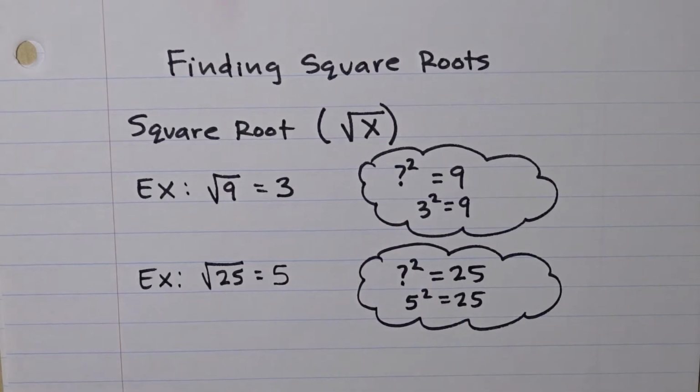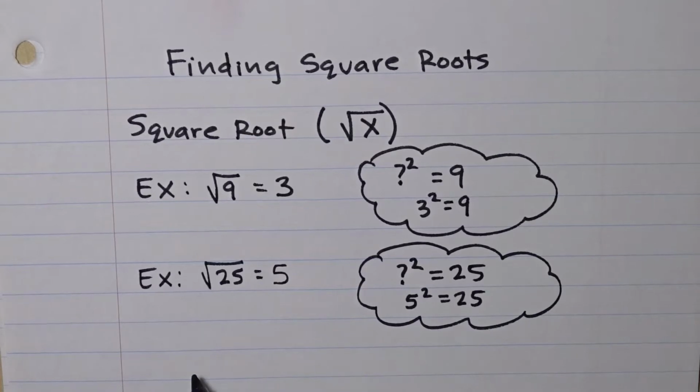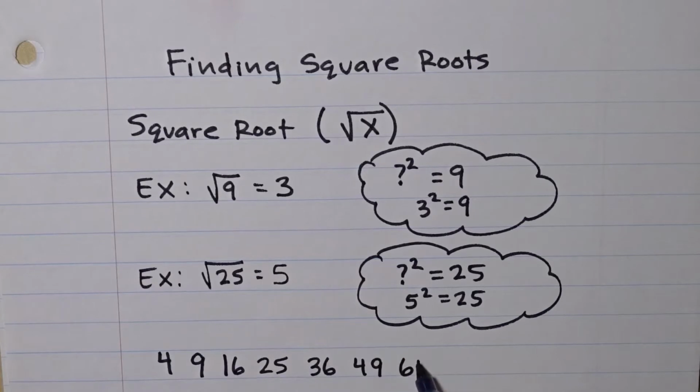So to put that into words, it's easier just to show you. Let me write the list of all of these numbers that will do this. So if you have 4, then you have 9, 16, 25, 36, 49, 64, 81, and 100.